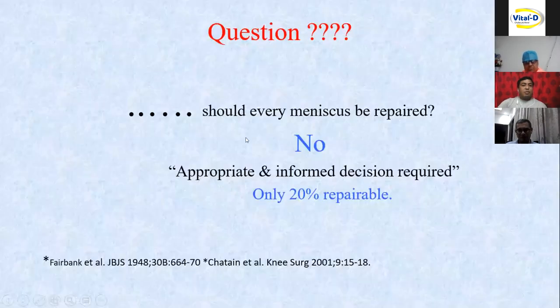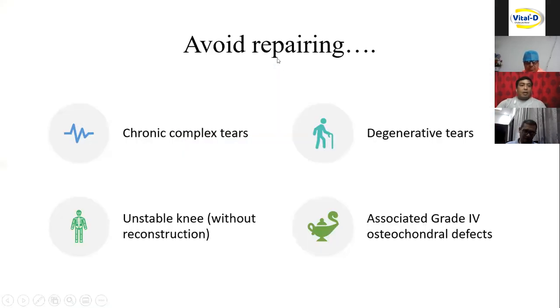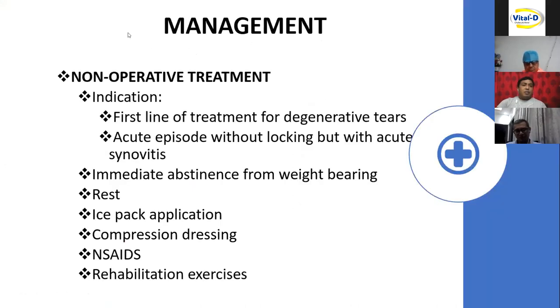Question: should every meniscus be repaired? No. Just an appropriate and informed decision is required. Only 20% is repairable. We have to avoid repairing chronic complex tears, degenerative tears, and unstable knee, and cases associated with grade 4 osteochondral defects.